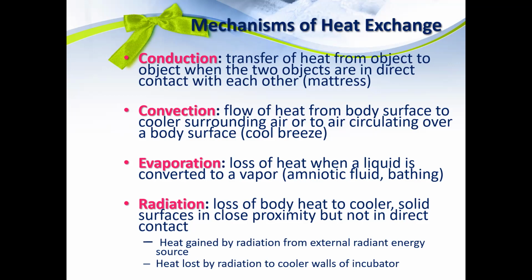Convection, that's a flow of heat from a body surface to a cooler surrounding. So this could happen like if you open a door and you get this flow of air. Evaporation, this is loss of heat when the liquid is converted into a vapor. So this is why we have to be super cautious, one, with the amniotic fluid on the baby, drying it off immediately before we lay it on mom, and then bathing. And then radiation, which is the loss of body heat to a cooler solid surface. So this would be like from a radiator, a wall, a cold wall.